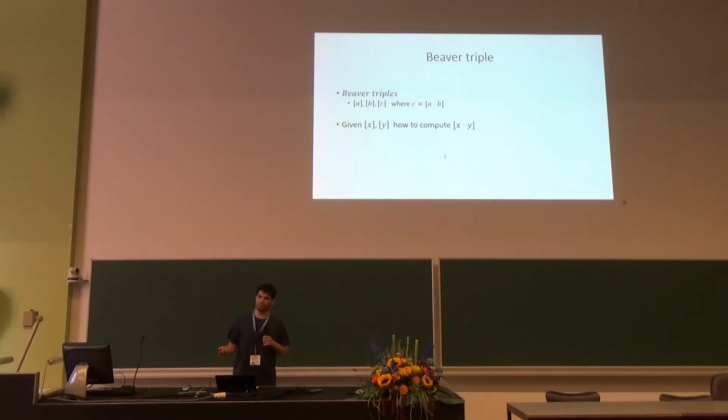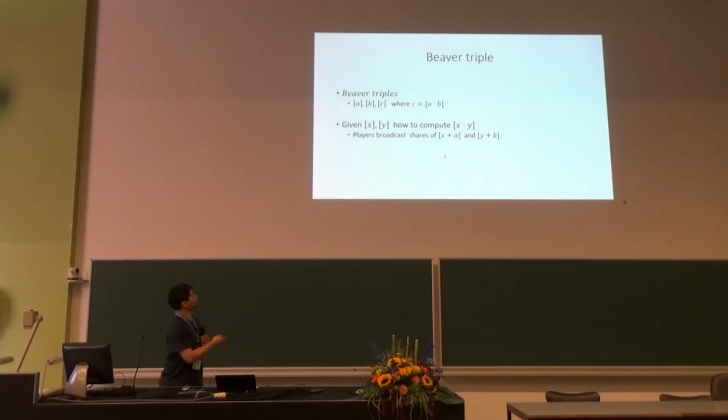First of all, we'll talk about the simple Beaver triple. How do we use Beaver triples? Well, a Beaver triple is shared values A, B, and C such that C equals A times B. Who has seen Beaver triples before? Okay, that's a big amount. Essentially, if you're given such a Beaver triple and you're given sharings of X and Y, then it's possible to compute shares of X times Y efficiently.